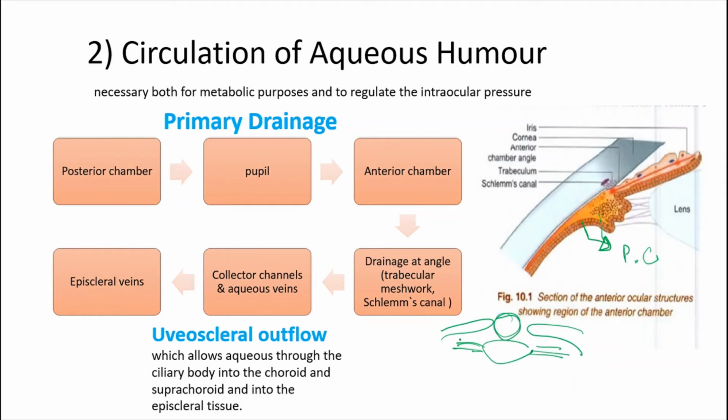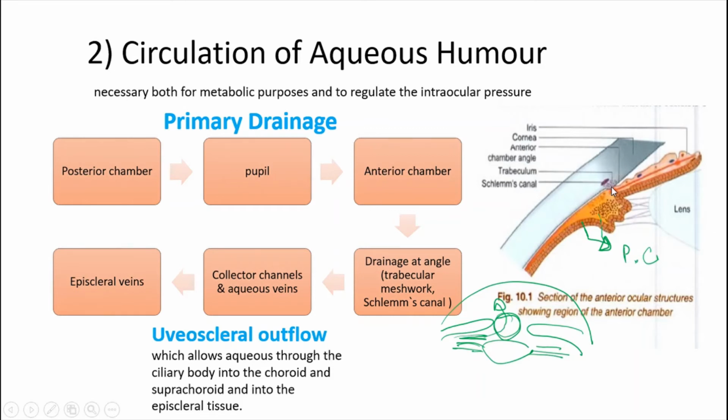So once it is formed in the posterior chamber, it will go via the pupil into the anterior chamber. From the anterior chamber, it will go to the angle of the cornea. At the angle of the cornea, it will go into the trabecular meshwork. Just follow my arrow. It will go into the trabecular meshwork, which is a connective tissue at the junction of the cornea and the sclera.